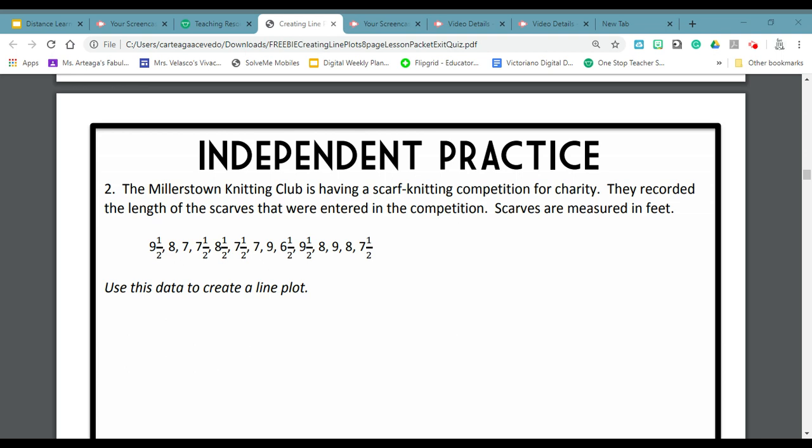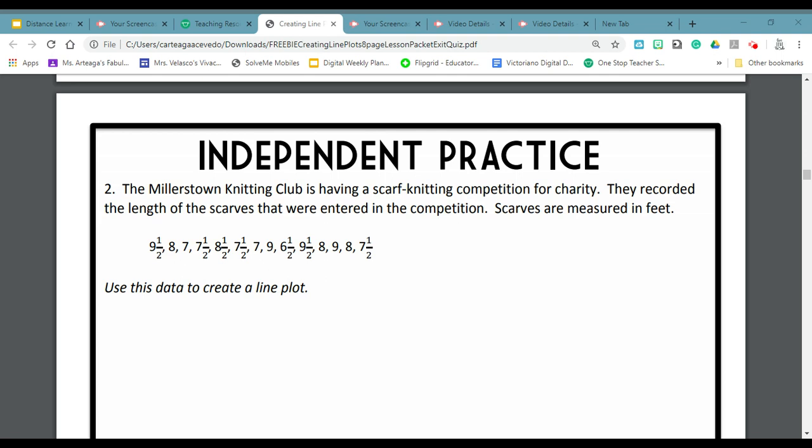How many 6.5s do I have? Just one. How many 7s? I have 2, 1, 2. This is a 7.5, and I have 3 of those. Then my 8s, I have 3. Almost looks like a 4, but this is an 8.5, and I just have 1. 2 9s, and then 2 9.5s. So that's my data line plot, and I'm going to title it.